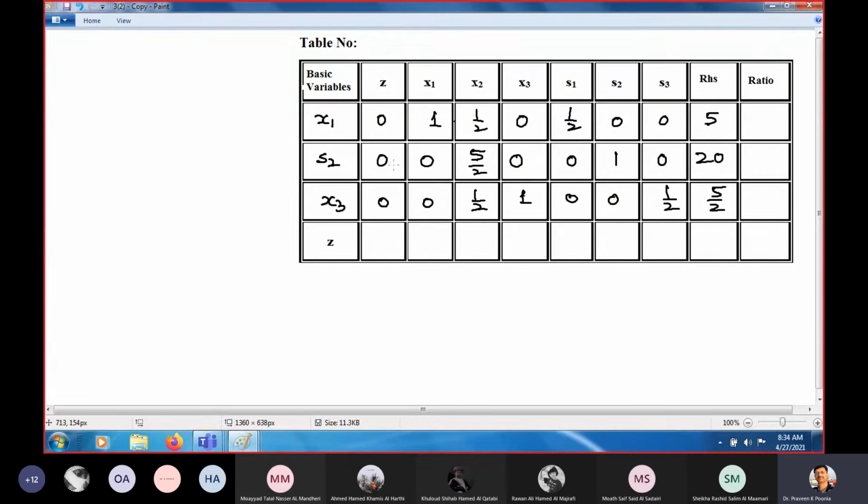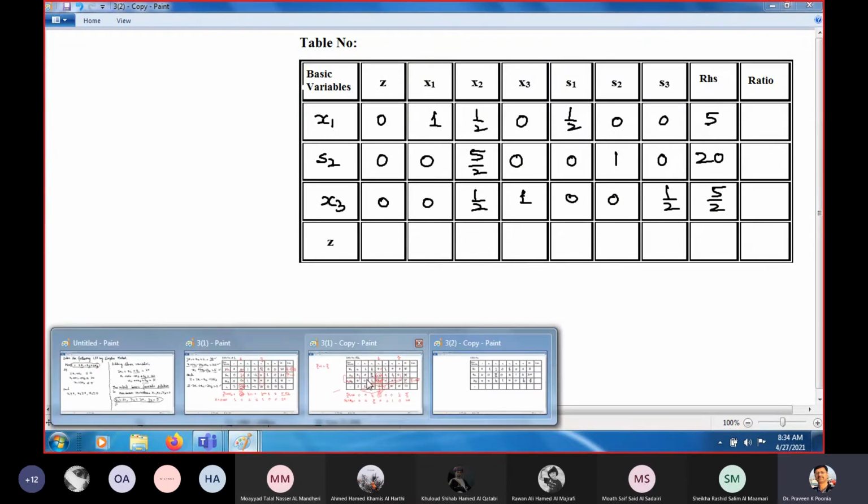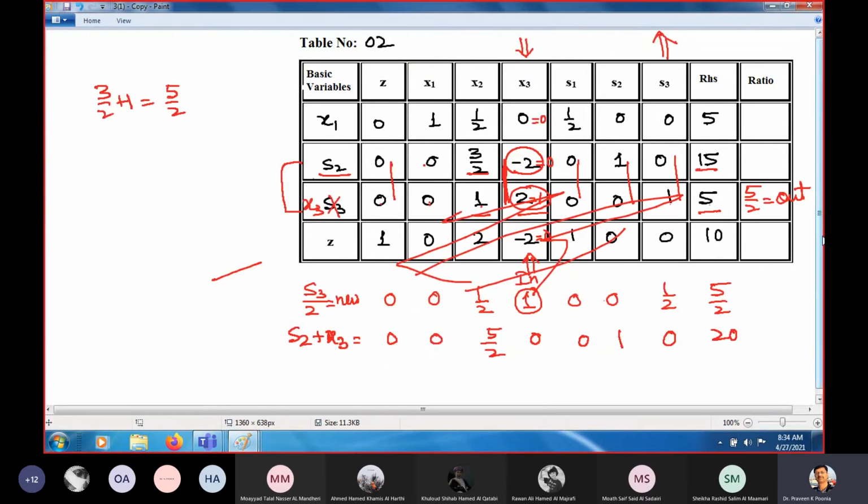Now the same way, as you can see here, here is -2. Here is -2. And here is again 2, because same numbers with a different sign. So you can add them also. Z plus x3, Z plus x3 you can do.